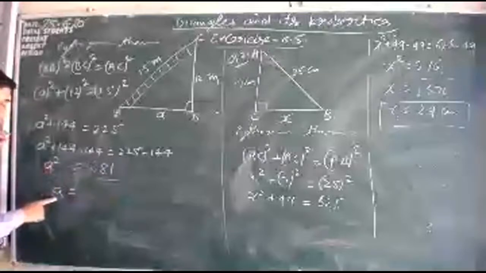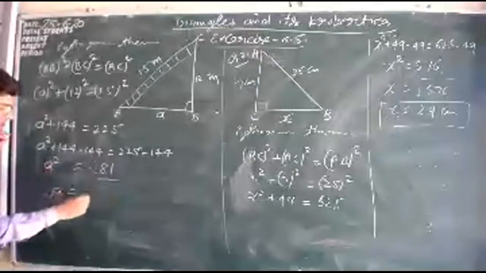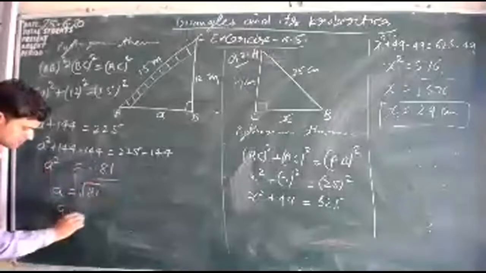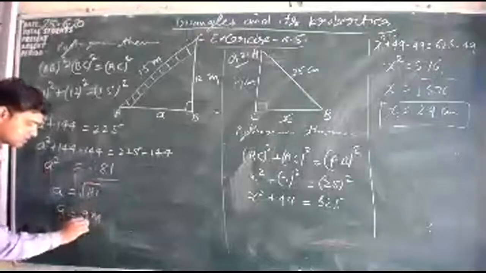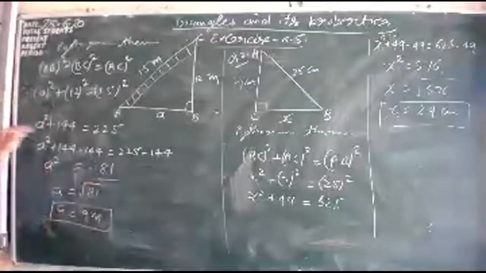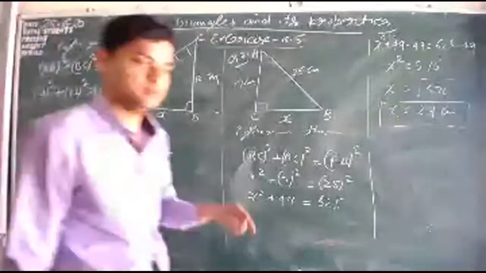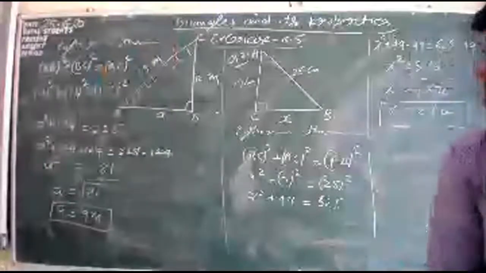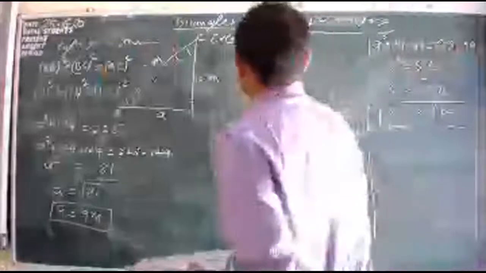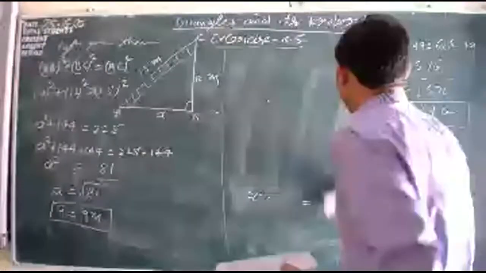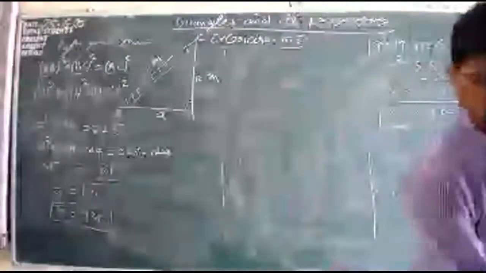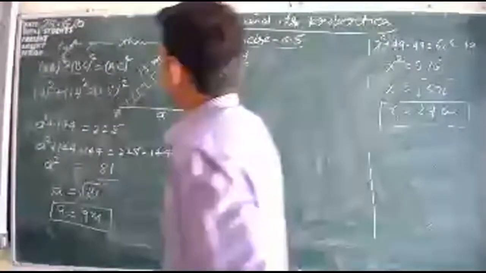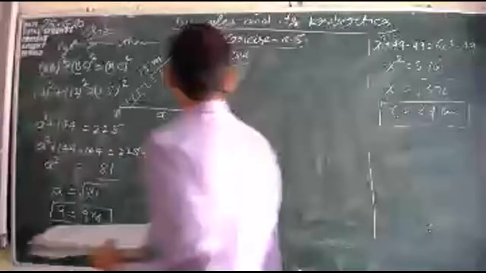Now a is equal to the square root of both sides. Square root of a square is equal to a, and 81 square root is equal to 9. 9 is the answer of this side. Clear? This is your solution of third question. Now the solution of question number 4.